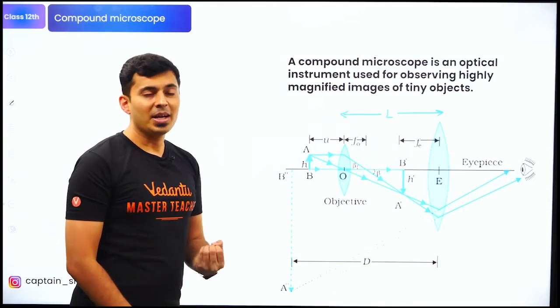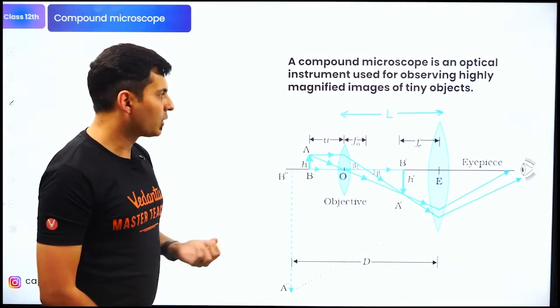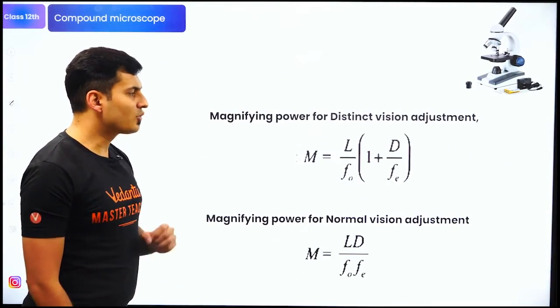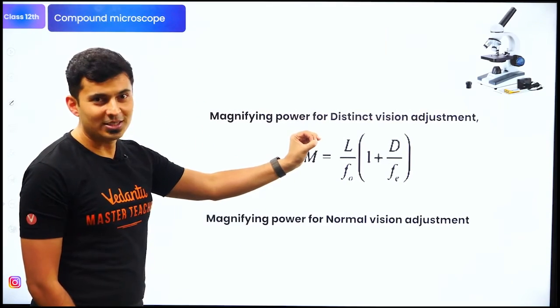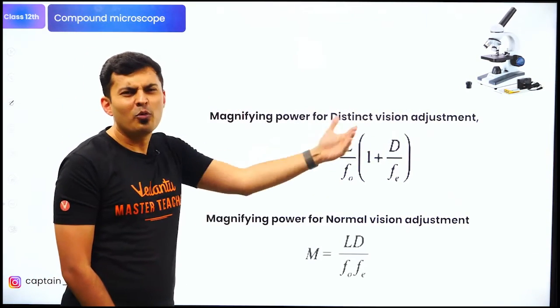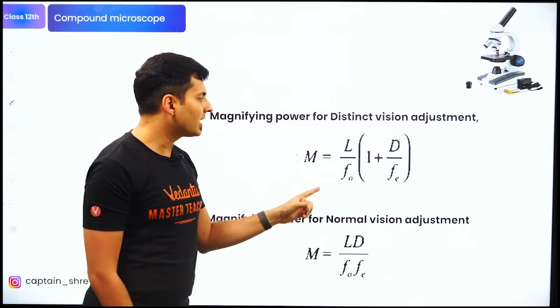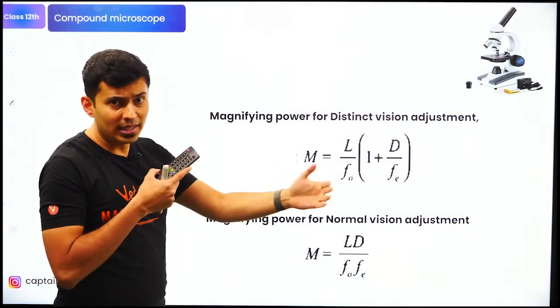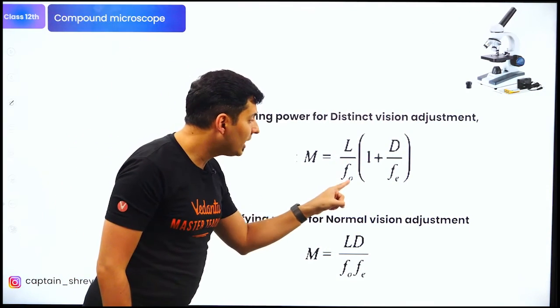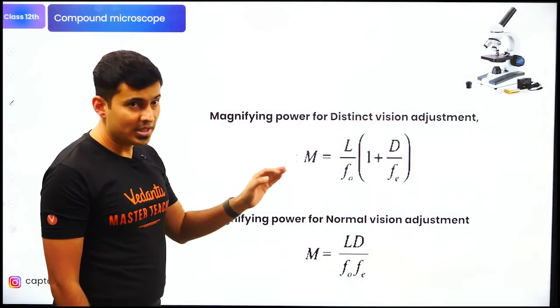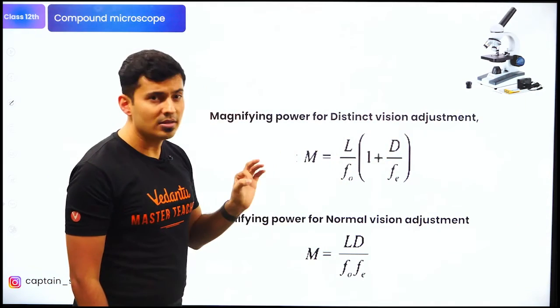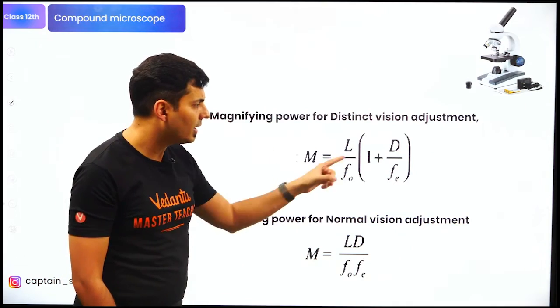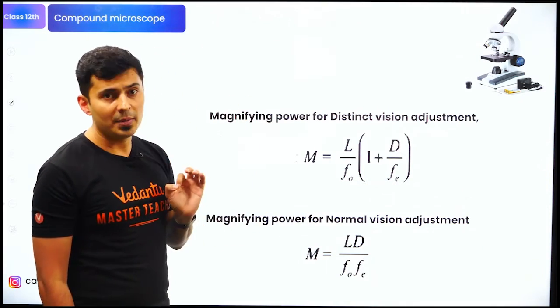Now, the magnifying power for such a microscope is given by these formulas. The first one is for the least distance of distinct vision. That means the image is formed very close to the eye. In such a case, it is the length of the tube or the length of the microscope upon the focal length of the objective, which is close to the object, into 1 plus least distance of distinct vision, which is usually 25, upon the focal length of the eyepiece.